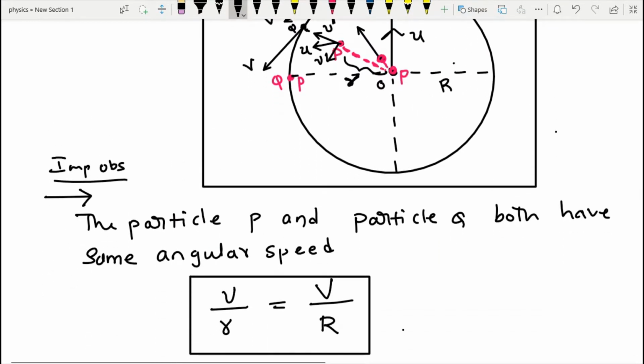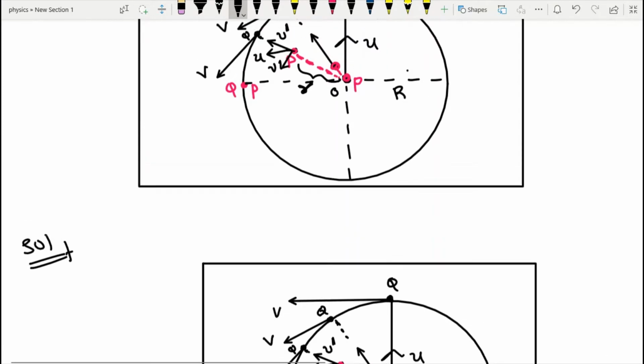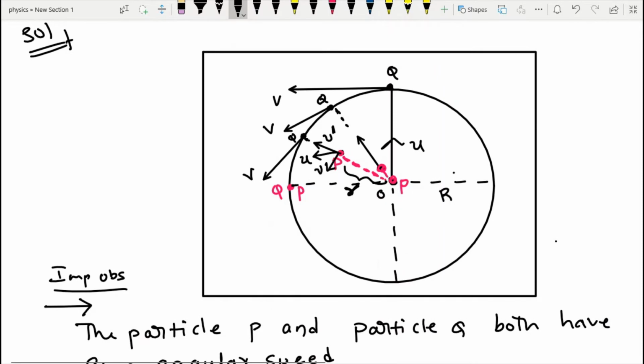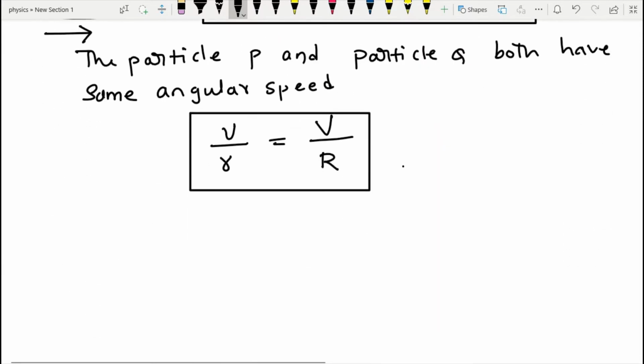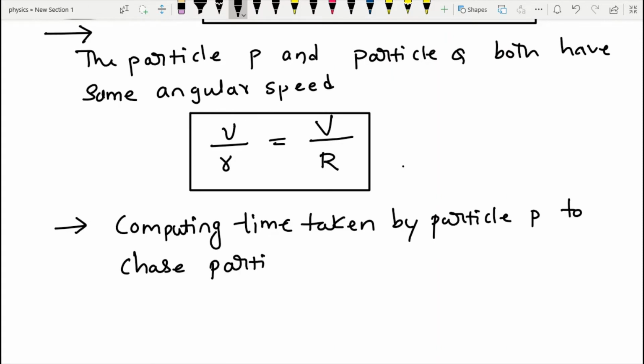So what is the next point here? Next, we have to find the time taken by the particle P to catch particle Q. So I want to compute the chasing time, the time taken by particle P to chase particle Q. So this time we have to compute.